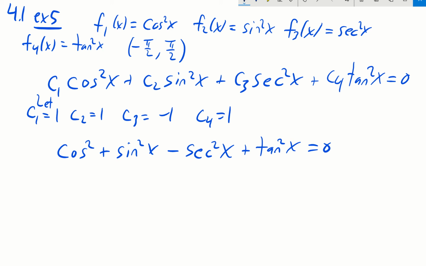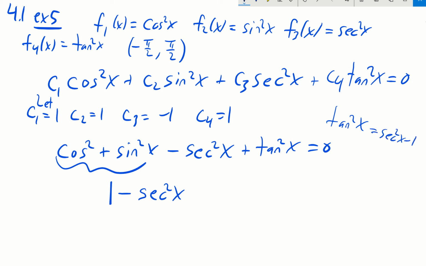And now we recall a few things from trig, right? If you remember from trigonometry, this is an identity: cosine squared plus sine squared is equal to 1. And in addition to that, you might recall the Pythagorean identity that tangent squared of x is equal to secant squared x minus 1. So everywhere we see a tangent squared, we can replace it with secant squared x minus 1.